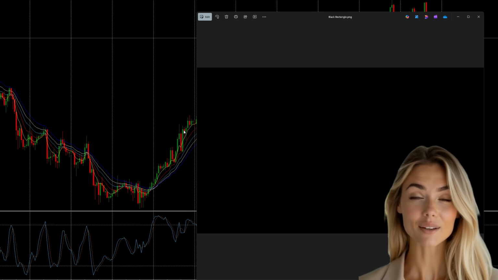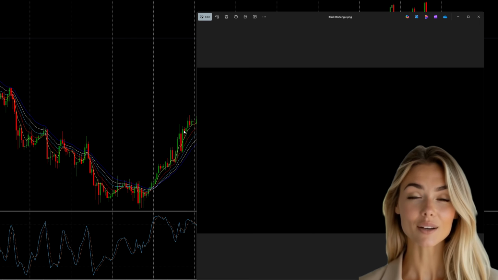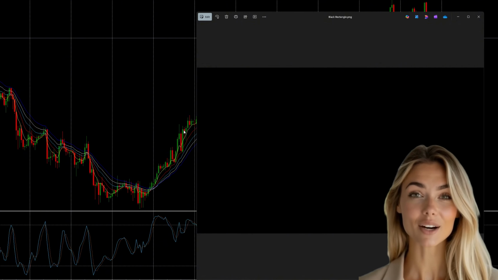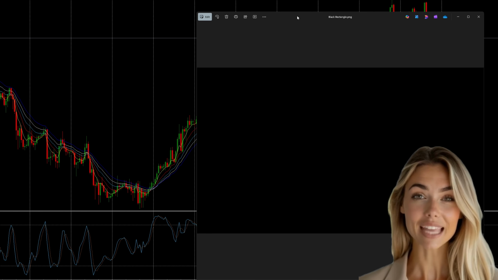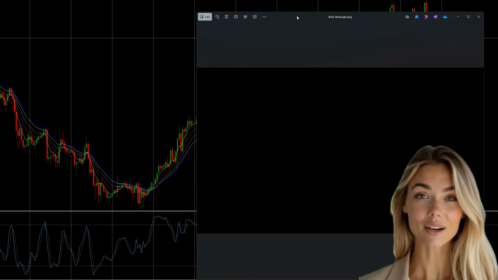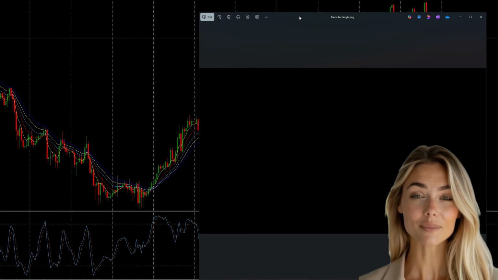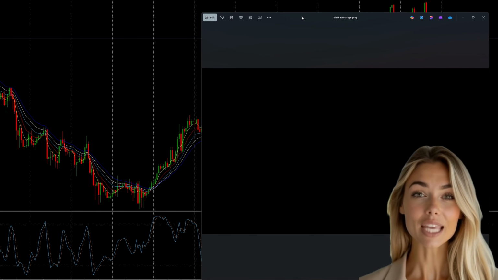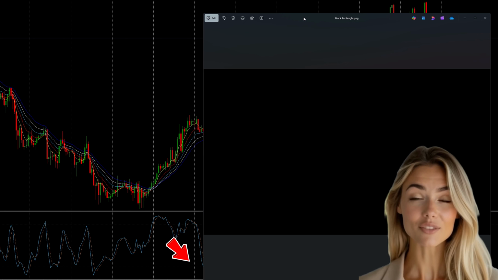For a long trade, we want to see the stochastic indicator move down to the oversold area, and then look for a change of direction there. This will be a pullback to the moving averages, which we can see here by these couple of candles. And looking at the stochastic now, we can see that it has gone to the oversold area. So now we are looking for the turnaround candle and a long trade.